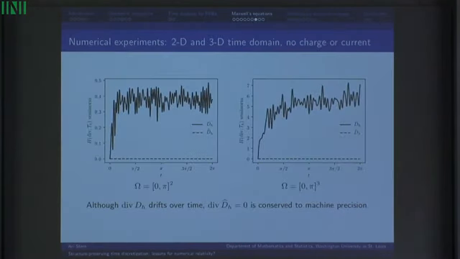Here are just some numerical experiments. These are actually the exact same solutions, except here I've computed the divergence of dH, and here I've computed the divergence of dH hat, and you can see that they're exactly charge conserving. So we get some drift in charge if I look element by element with Nedelec's method, but this is sort of an illusory thing. If you look at the d hat that shadows it, you can see that it's exactly conservative.